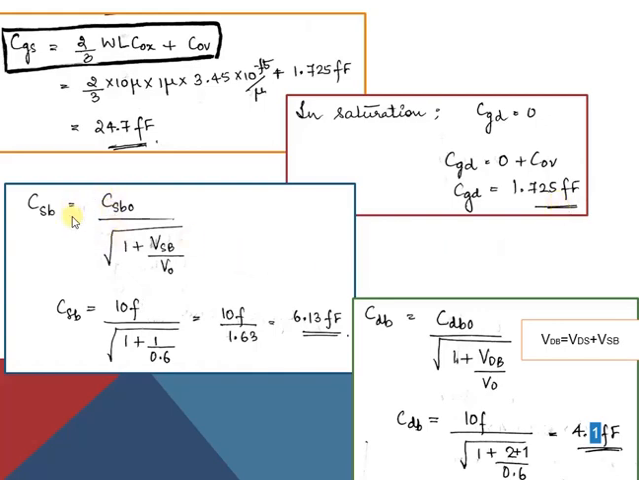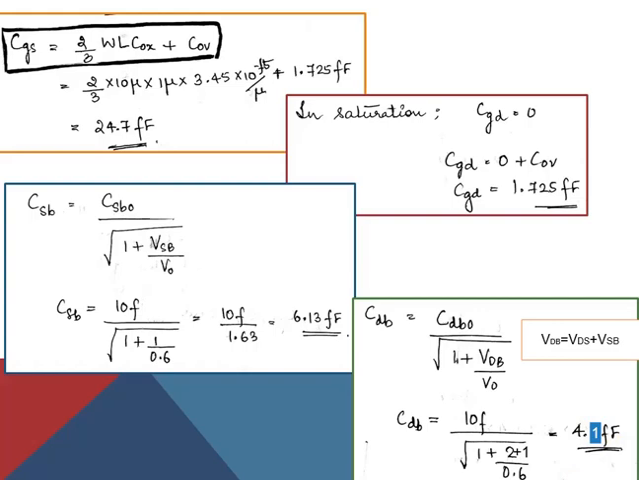Next is we need to compute CSB. So CSB is equal to CSB0 divided by square root of 1 plus VSB by V0. This value is equal to 10 femtofarad divided by square root of 1 plus 1 by 0.6, which gives us a value of 6.13 femtofarad. Coming to the CDB, similar to CSB. This will give us a value of 4.8 femtofarad.